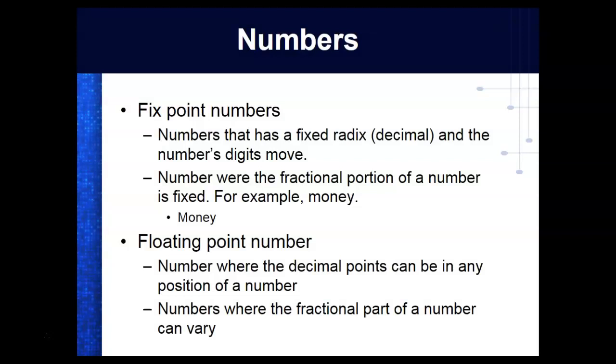Fixed point numbers have fixed radix or decimal points, where the digits move but the fractional portion of the number is fixed. For example, money. So money is fixed. We got a quote on a piece of equipment, and I forgot what it was. It was like 123.093 cents, which didn't make sense. So that was one of those weird things that came up there. But normally what we do is this right here is fixed.